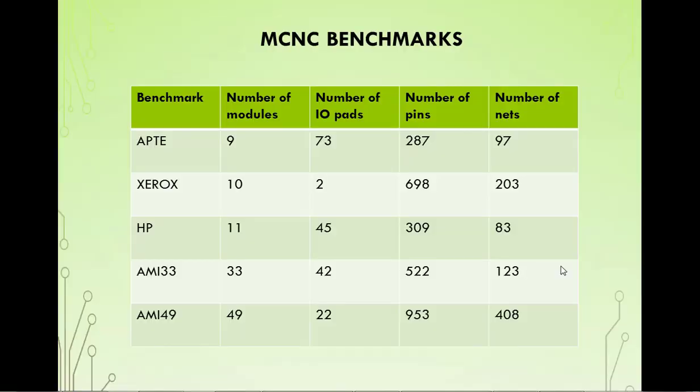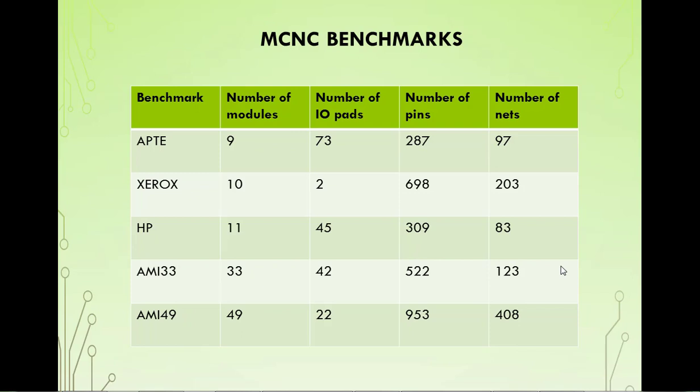That's it. Some of the list of the MCNC benchmarks are as follows. We have different benchmarks for the MCNC: APTE, Xerox, HP, AMI 33, AMI 49, and we do have the various specifications for it. Like the number of modules for APTE is 9, for Xerox 10, for HP 11, for AMI 33 it's 33 modules, AMI 49 has 49 modules. We are taking the example of AMI 33 till now.